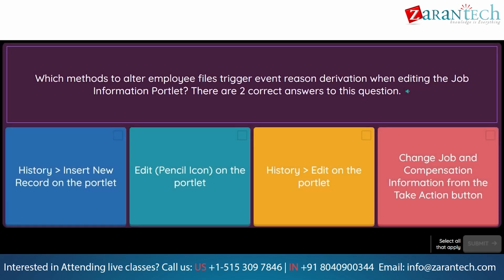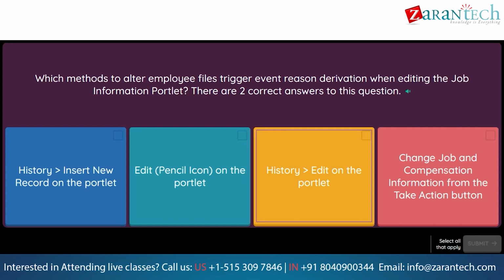Question: which methods to alter employee files trigger event reason derivation when editing the job information portlet? There are two correct answers to this question. Option 1, history, insert new record on the portlet. Option 2, edit, pencil icon, on the portlet. Option 3, history edit on the portlet. Option 4, change job and compensation information from the take action button.